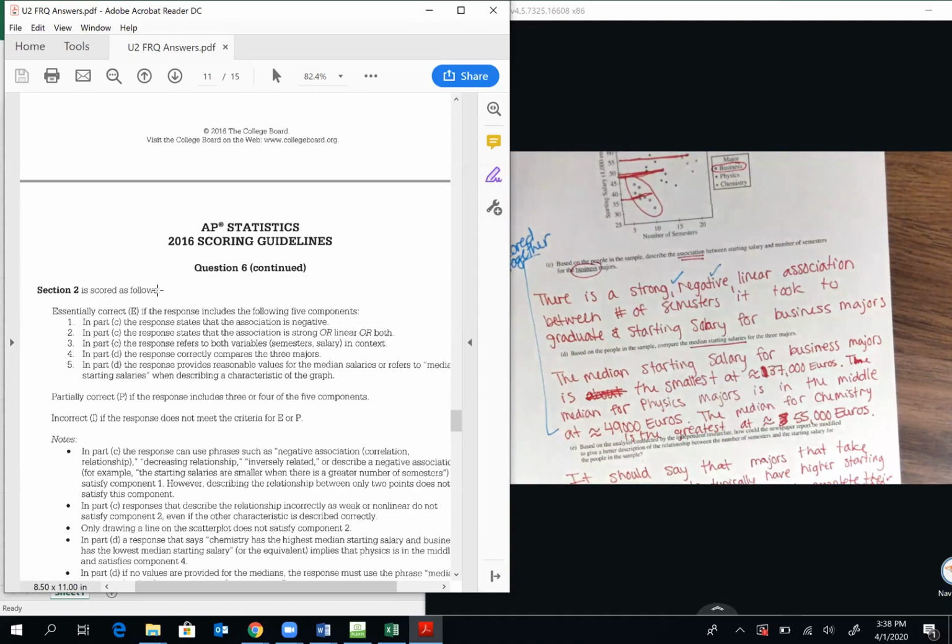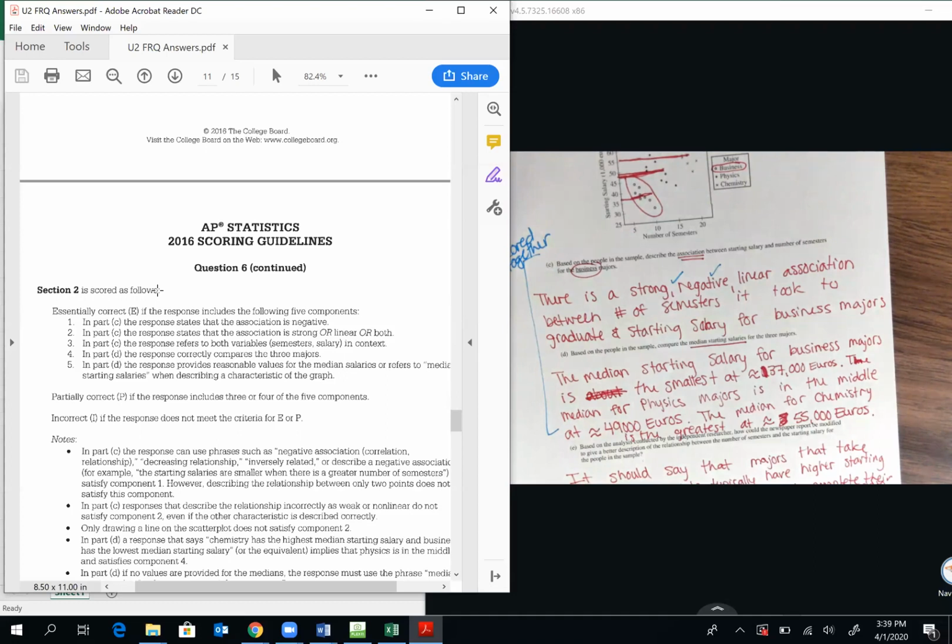They were nice here and they let you miss either strong or linear, but you should have all 3 because you don't know how nice they're going to be on your specific question. But the main thing they wanted was negative. That's why they were nice right there.